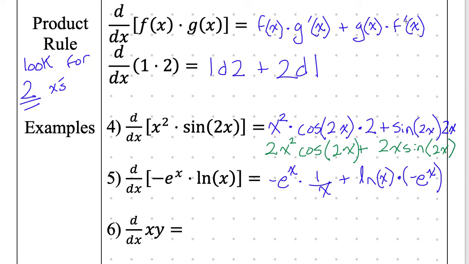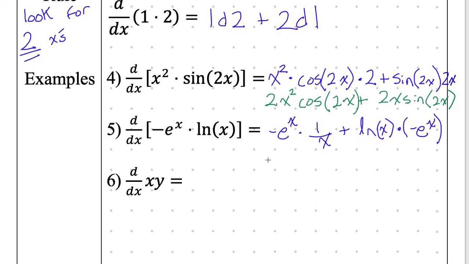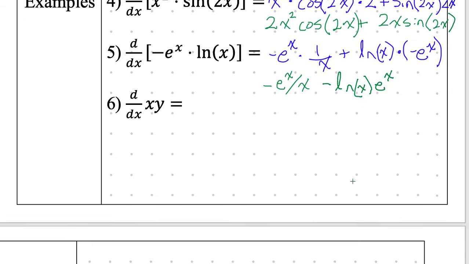And then, of course, we can simplify it on the next line. We can say that this is really negative e to the x over x plus, or I guess you can do minus if you're distributing the negative, minus, and it doesn't matter the order, natural log of x times e to the x. Okay. So far, so good. I guess I could have spaced that out a little bit more.